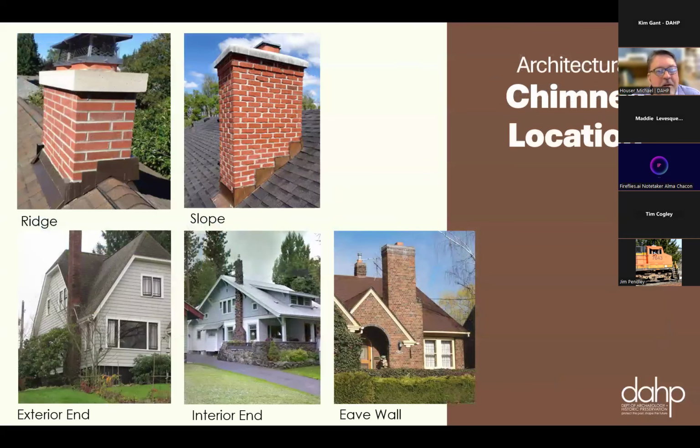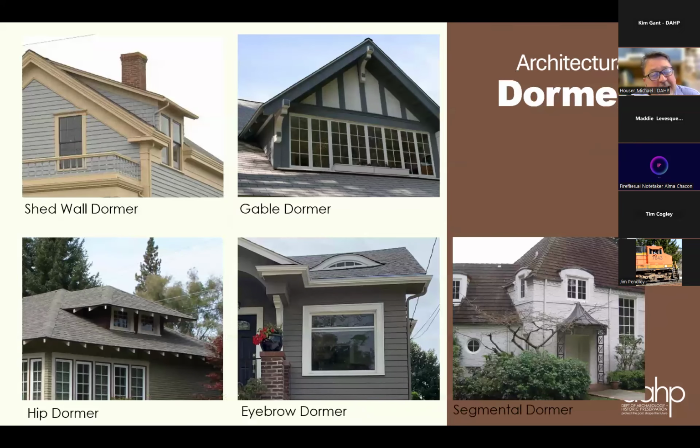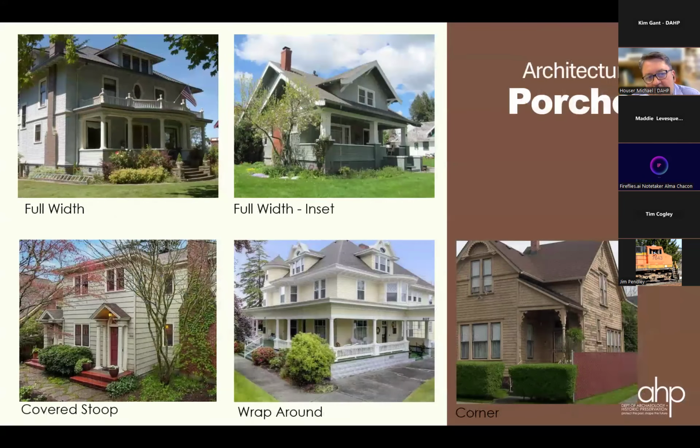You could even look at crazy things like where the heck is the chimney on the roof? What are the details of the chimney? Is it on the ridge? Is it on a slope? Can you see it from the outside? Is it on the end? Is it in the front? Those kinds of things. What styles of dormers does it have? Eyebrow dormers and segmental dormers and gable wall dormers and shed wall dormers. All of those kinds of things help us date buildings.